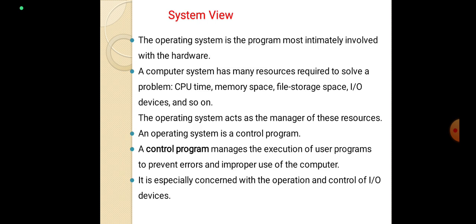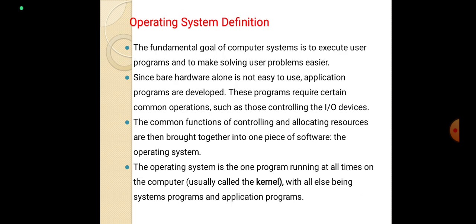From a system point of view, the OS is the program most intimately involved with the hardware. The computer system has many resources required to solve a problem. An operating system is a control program which manages the execution of user programs to prevent errors and improper use of the computer.